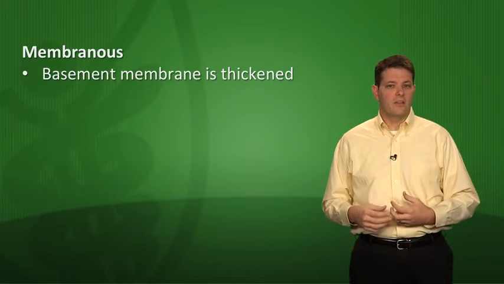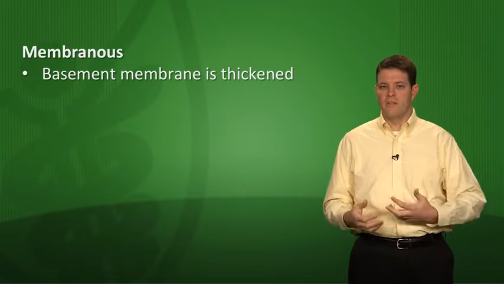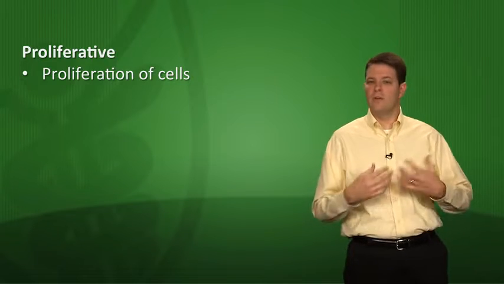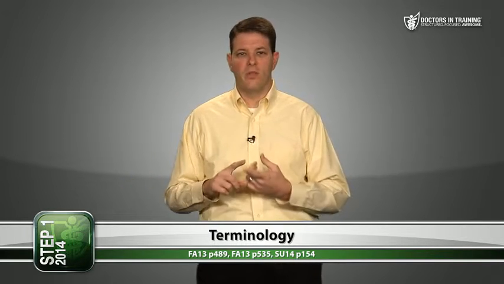When you look at the biopsy and you see that the basement membrane is thickened, that's called membranous, like membranous nephropathy. And if you have proliferation of cells, that's called a proliferative disease. So diffuse proliferative glomerulonephritis means that the glomeruli are hypercellular, you have proliferation, and that more than half the glomeruli are affected. That's why it's diffuse. And then membranoproliferative glomerulonephritis means that there's both thickening of the basement membrane and proliferation of cells.